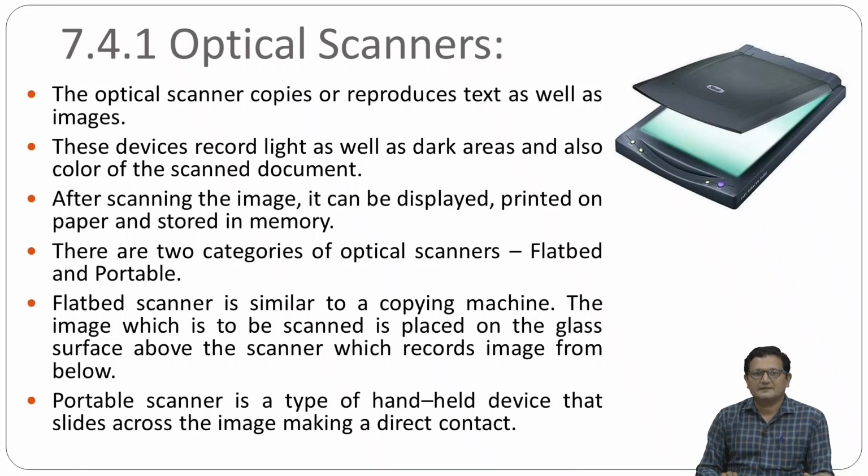Okay, so a flatbed scanner is similar to the copier machine, right? The image which is to be scanned is placed on the glass surface. Here you can see the green area, which is the glass area, and on that glass you have to put the document or image, whatever you want to scan. Then you need to close the lid, and finally you execute the command so that the image or document gets scanned, and you will get a soft copy of it.